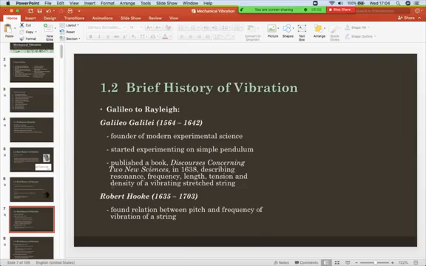And next we have Galileo Galilei. You know already this guy invented the telescope, right? Founder of modern experimental science, started experimenting on the simple pendulum.